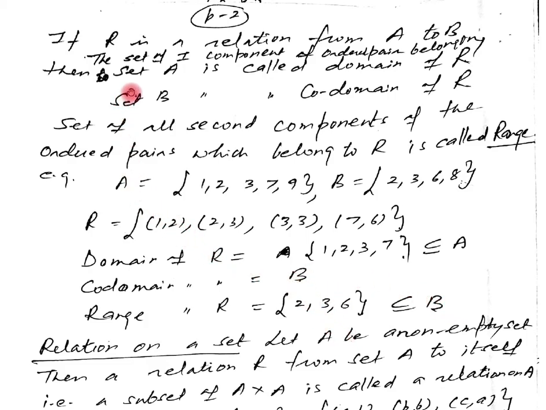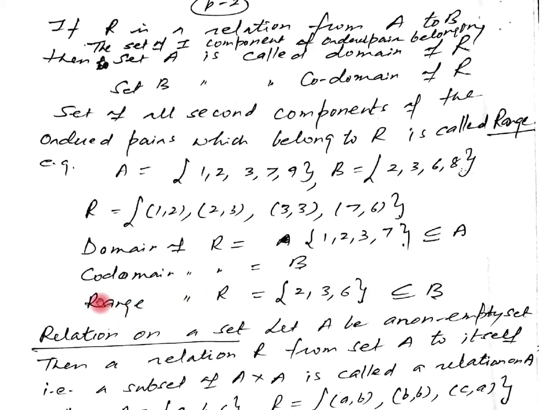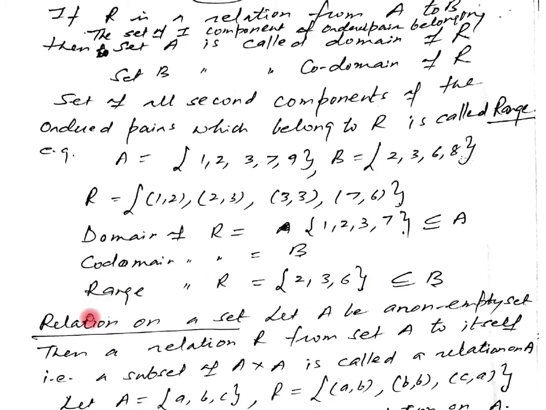So this is about domain, codomain, and range. These two words are much more important: domain and range. The set of the first components of the ordered pairs always forms the domain. The set of the second components of the ordered pairs in R always determines the range, and range is always a subset of codomain.